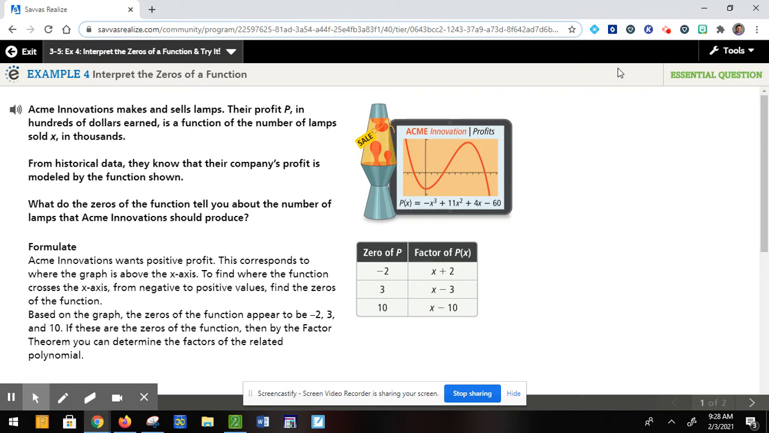In reality, you'd want to try to figure out what is this maximum point up here. We're going to get to ways to calculate that. For right now, we can just say they're making a profit between 3,000 and 10,000, and that's good information to have. The other 0 back here where it's -2, meaningless, right? Because you can't produce a negative amount of lamps. So you can't say like, oh yeah, well, they really maximize their profit if they made negative 3,000 lamps. Well, that makes no sense.